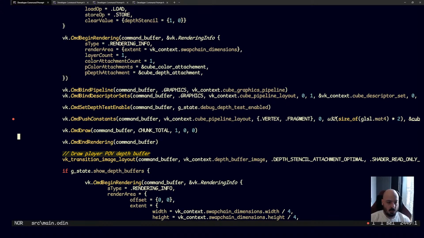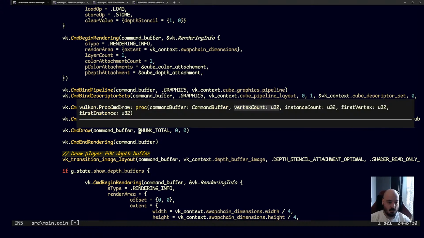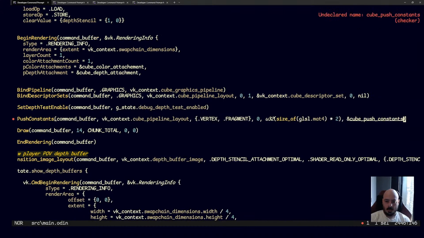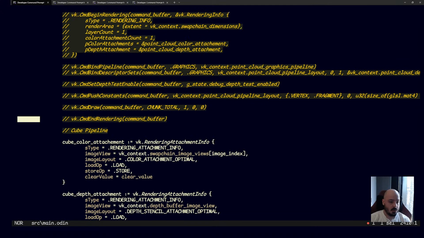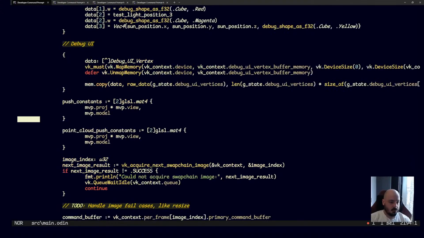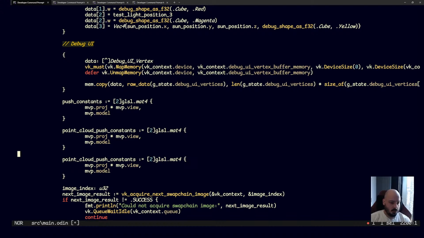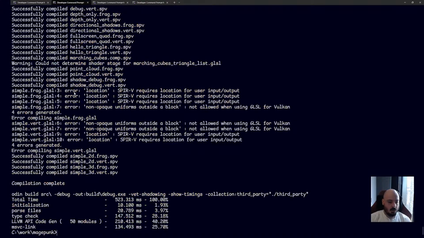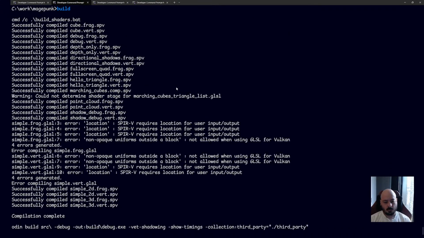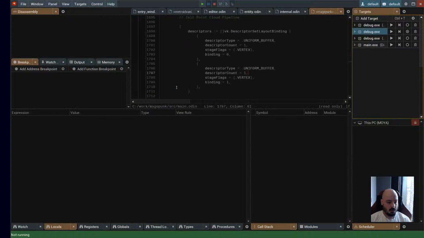Okay, now when we draw, we're going to draw chunk total is going to be the instances and then 14 vertices. And what is this? Cube push constants. So apparently I didn't make the push constants that I need. There's a lot of duplicated code because we're just doing a lot of experimenting. Okay, let's see. Can we build? We can build. The shaders are taking longer and longer to build.